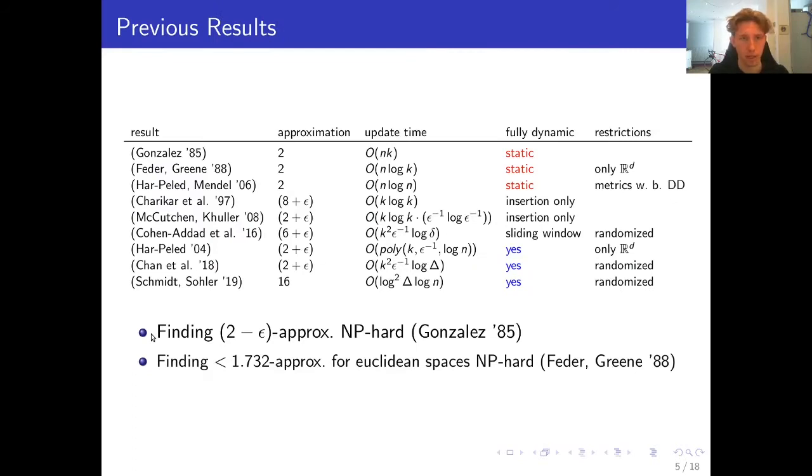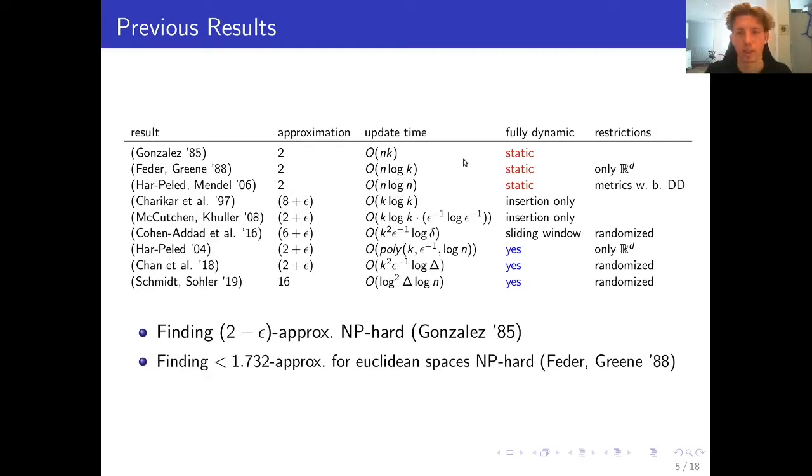Previous results for the static and the dynamic K-center problem are as follows. We have Gonzalez 85, which yields a 2 approximation in the static setting, with running time n times k. This holds for any metric space. Then Feder and Greene, and Har-Peled and Mendel, in 88 and 06 found other algorithms for the static setting, where in the first case you were restricted to R^D, and in the second case to metrics with bounded doubling dimension. Then you obtain n log n and n log k.